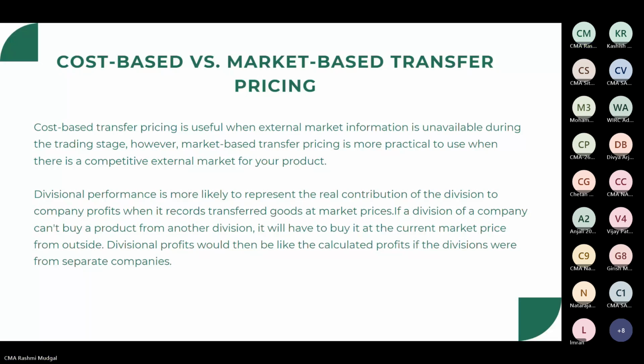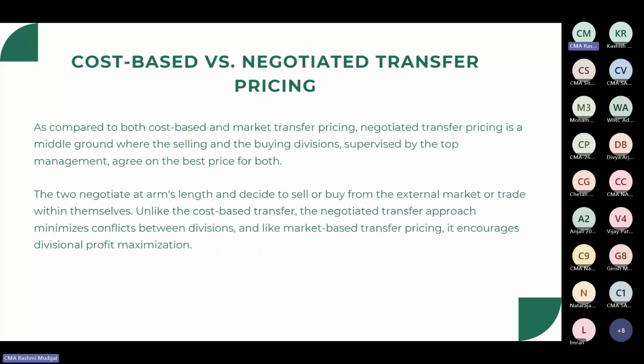And there is an issue where I am able to get the product from the market at a lower cost. I'm definitely going to get it from there. Okay, it will have to buy it at the current market price from outside. Divisional profit would then be like the calculated profit if the divisions were separate companies. So if the companies are different from each other, then we can go with market-based transfer pricing.